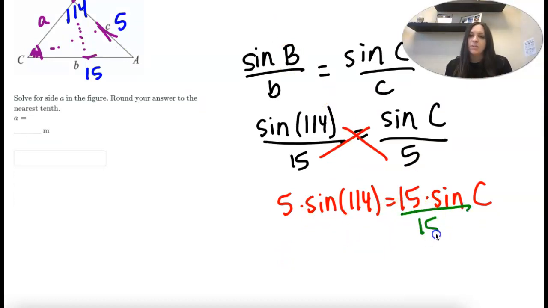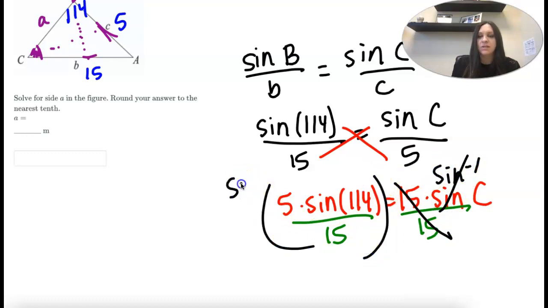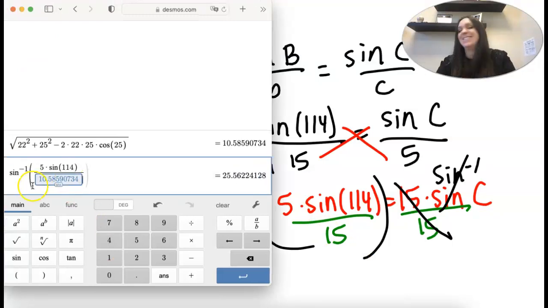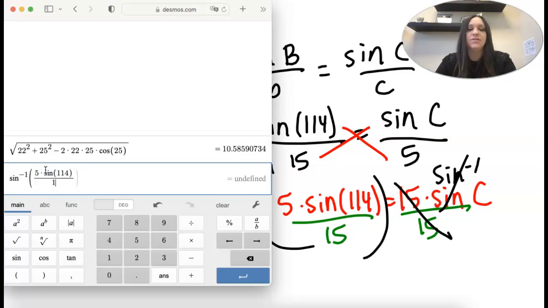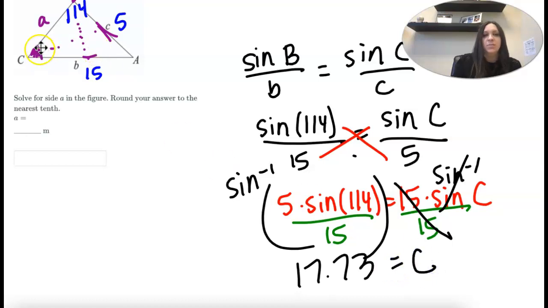All right, divide both sides by 15. I don't want sine, I want C. So I'm going to take inverse sine of both sides. All right, so let's type this in. 5 times sine of 114 over 15. So 17.73. And that is angle C, but it's asking for side A.